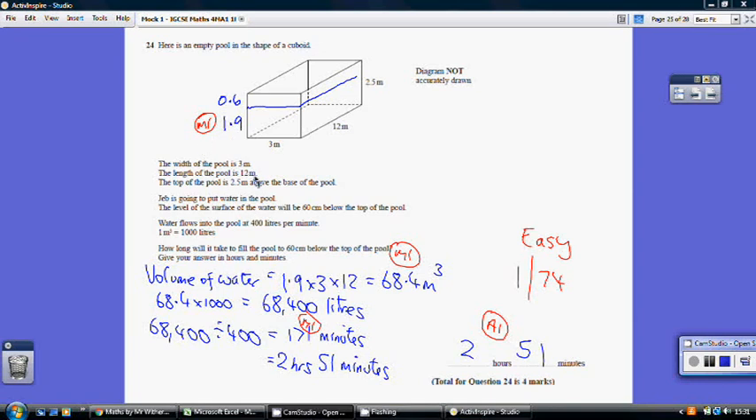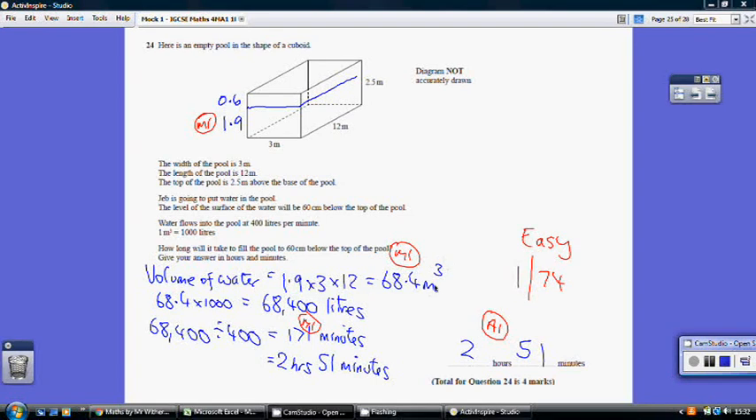Now, we need to work out how much water is in the pool. This is a volume of a cuboid, so we just need to do base times depth times height. So 3 times 12 times 1.9, and that gives us 68.4 meters cubed.